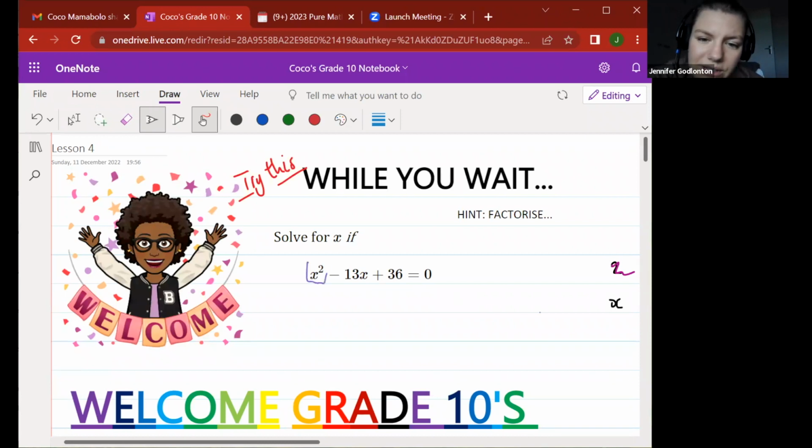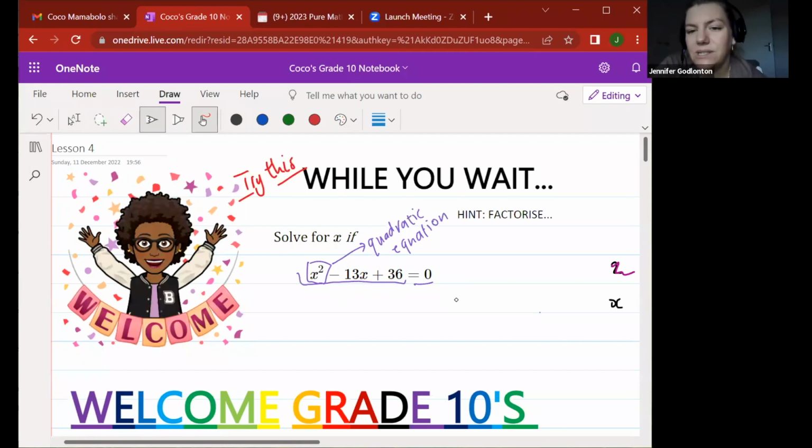First thing we need to note is that we've got an x squared. So that x squared is telling us that it is a quadratic equation, okay? And if it's a quadratic equation, there are two important things that we need to keep in mind. The first is that we want everything on one side and we want it equal to 0. And in this case, it's already like that, so that's great. And then the second thing is we're going to factorize.